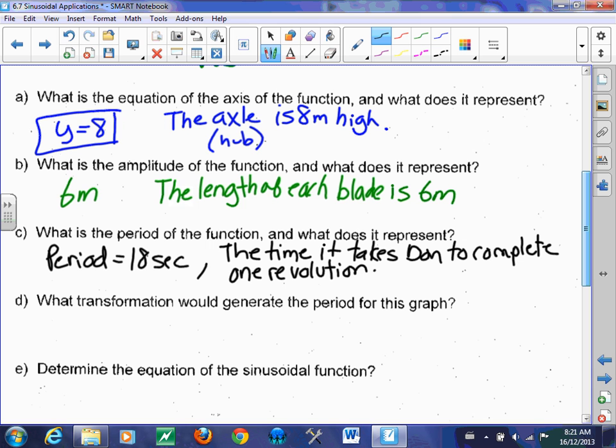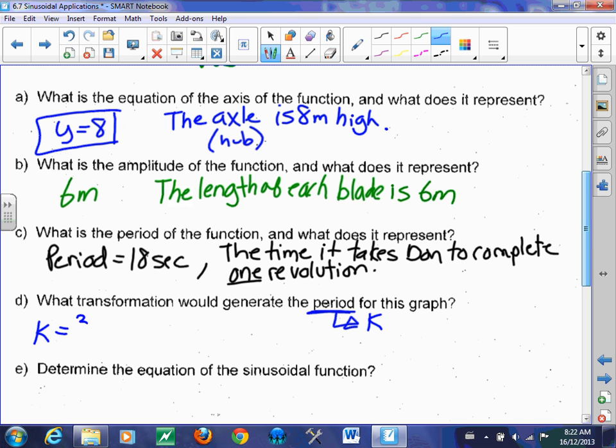Okay. So just one revolution, right, guys? All right, D. What transformation would generate the period for this graph? Okay. So what we have to realize is we're asking about the period. What letter in our transformation deals with period? And hopefully you recognize that to be K. Okay, so let's find out K.